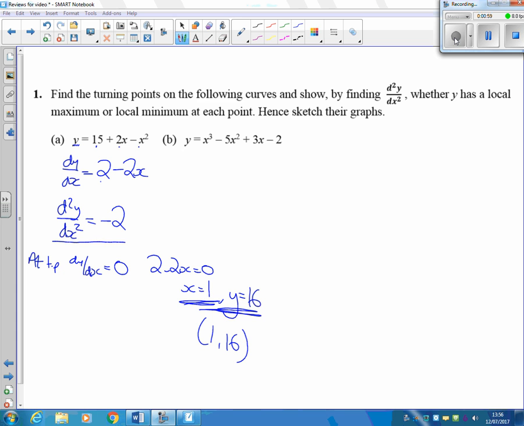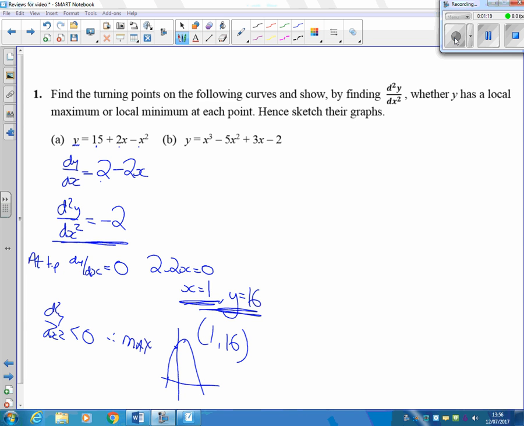And if we look at our second derivative, d2y by dx squared is negative, so it's less than 0, therefore that's a maximum point. And so my sketch for that one there, I've got 16 up there. I know it's crossing at 15 here, so it's looking something like this.